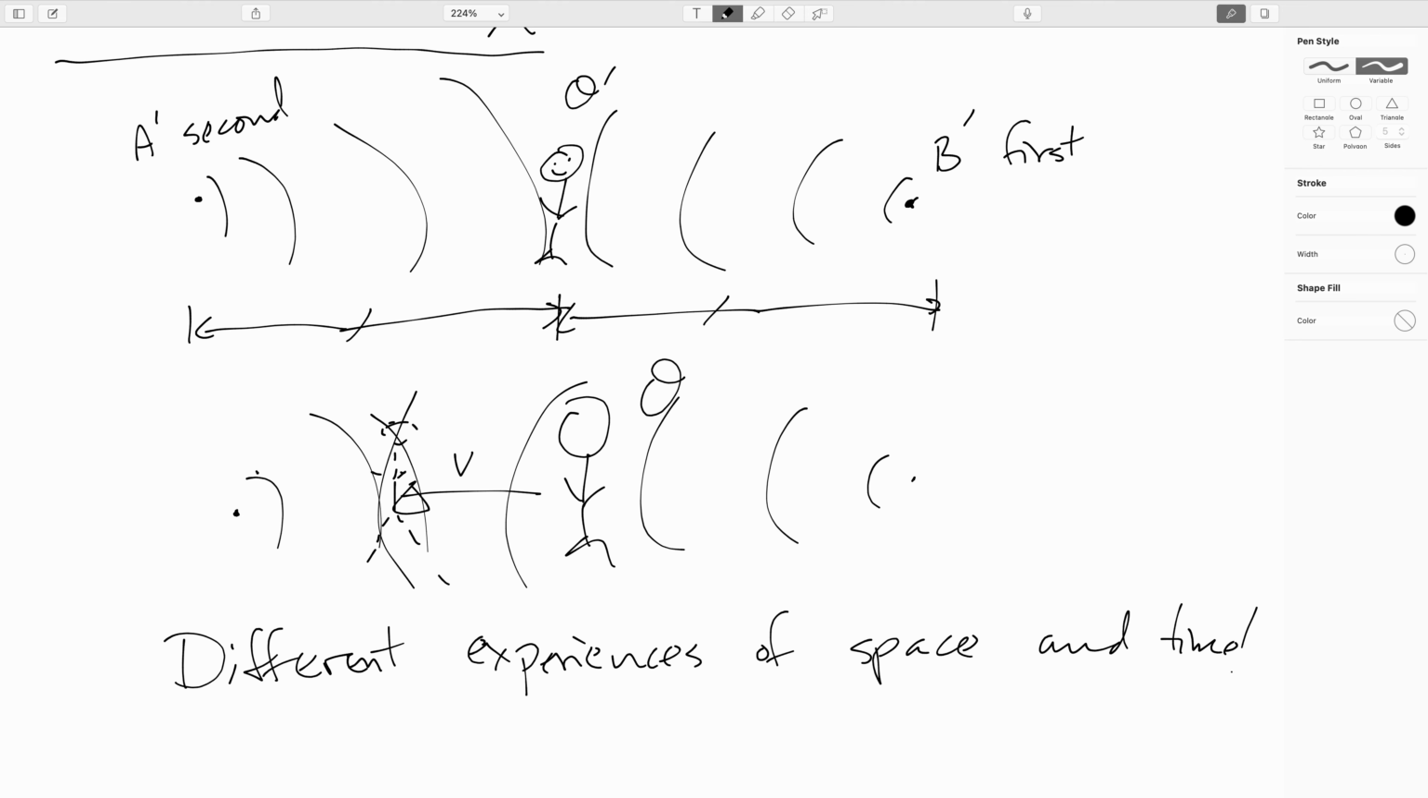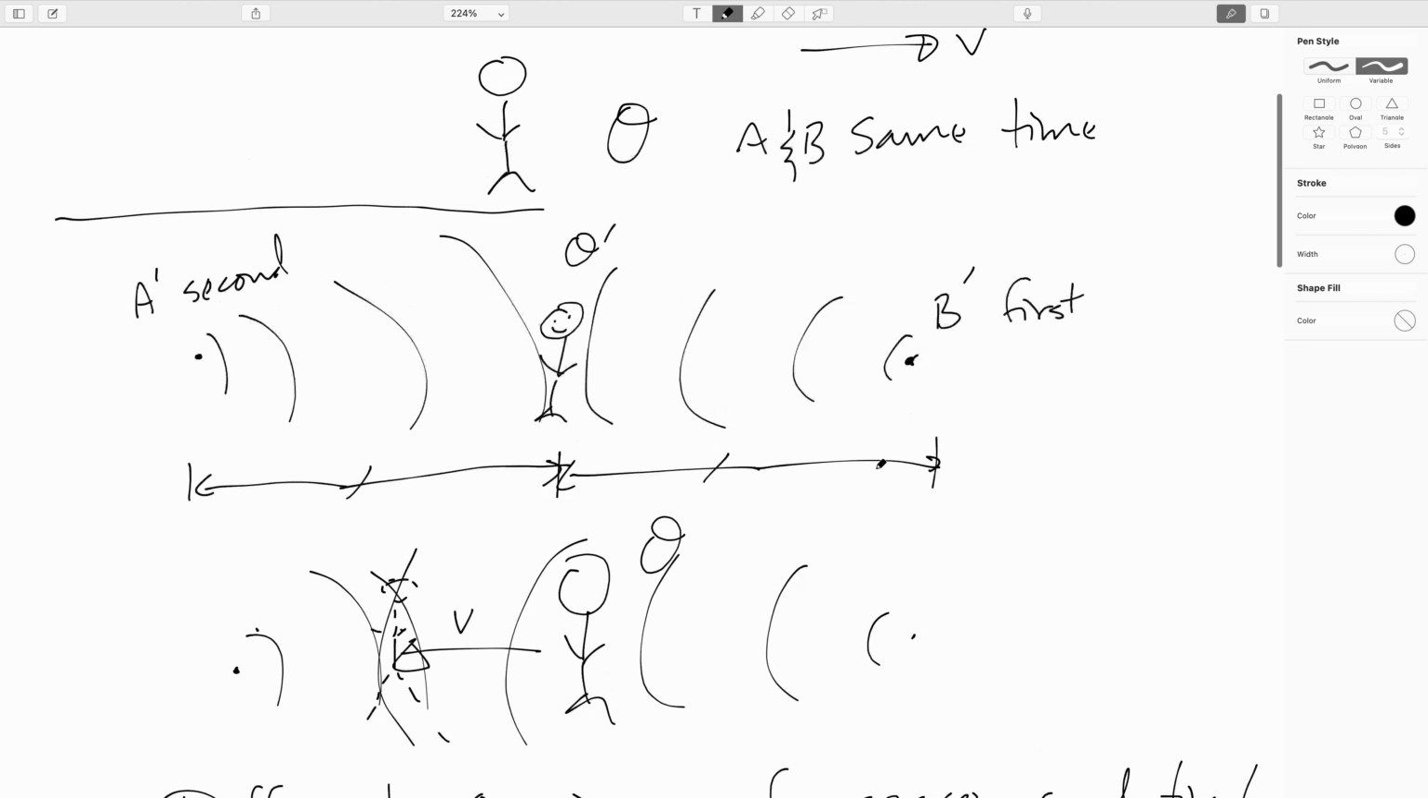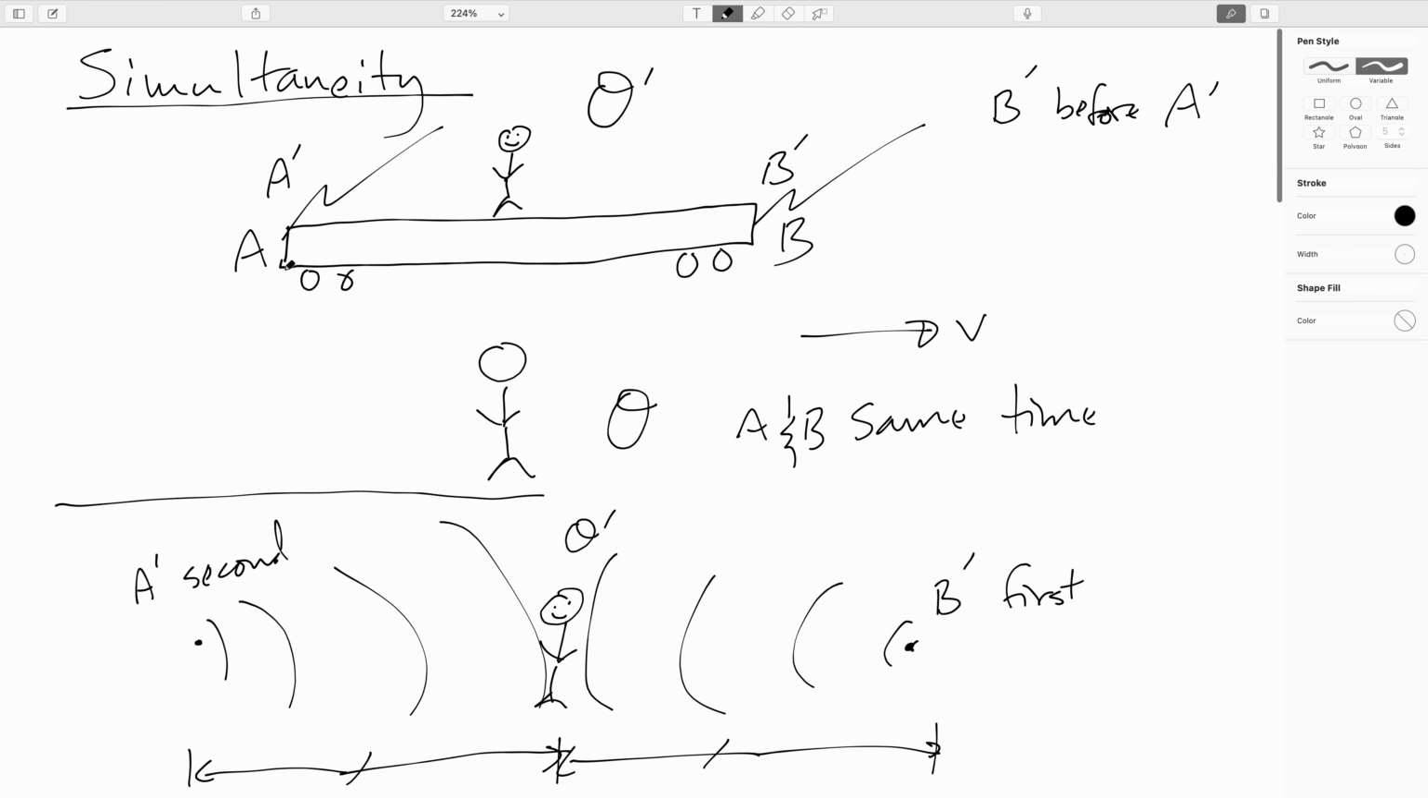But here, with these two events, there was no way they could have influenced each other. For this one to influence this one, the information about this event would have to travel at the speed of light to get over here, while this was already happening. So these two events didn't have any influence over each other.